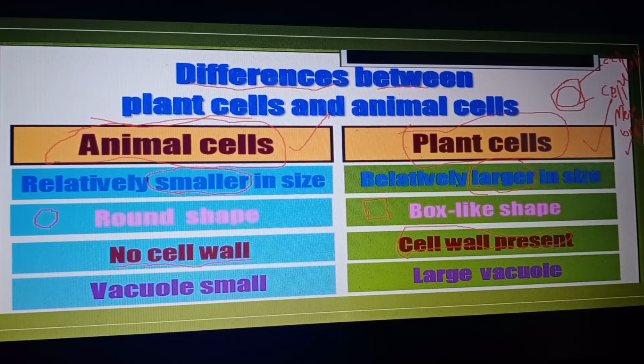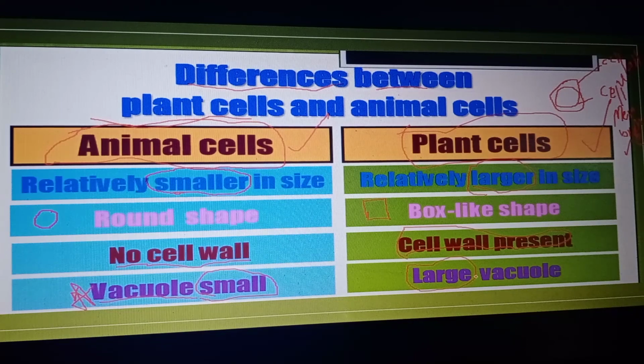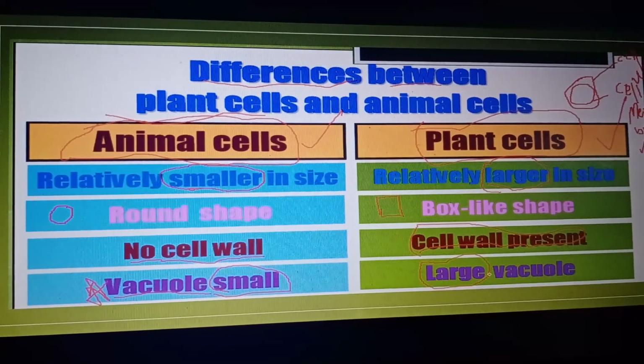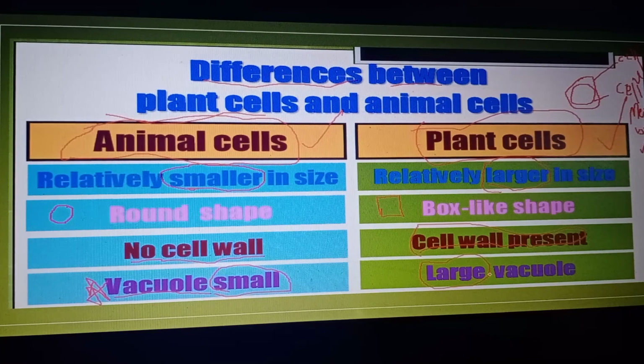N-E. I don't know if you can still read that one. Okay, let's move on to your fourth one here. Vacuole. The vacuole in your animal cell is smaller, small. And in your plant cell, the vacuole is larger or large. Okay, so once again, that is the difference between animal cell and plant cell. Okay, I hope you got it.